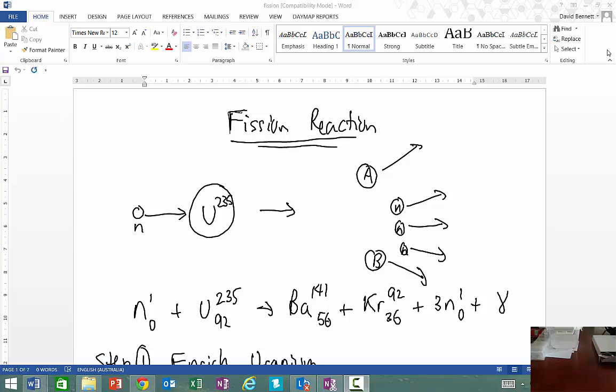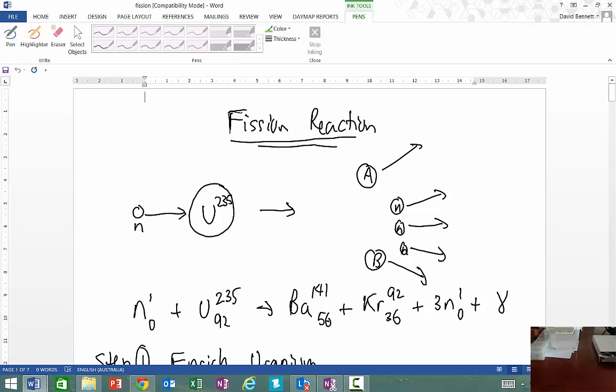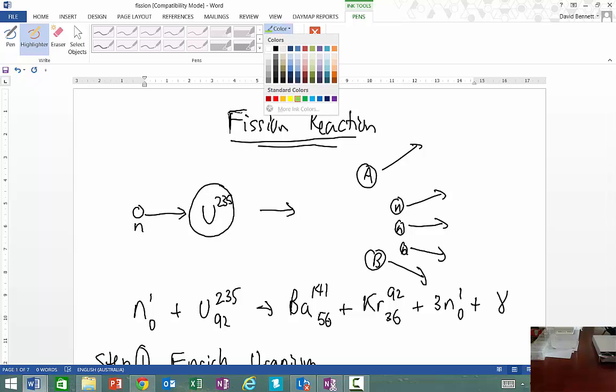Yeah guys, Mr. Bennett here, and today I'm going to be looking at a fission reaction and the process behind how that works. So hopefully this will make sense for you, and it's definitely one of the applications that you do need to know. Alright, so really important that you understand the process. Now, the first thing is what actually happens in a fission reaction.